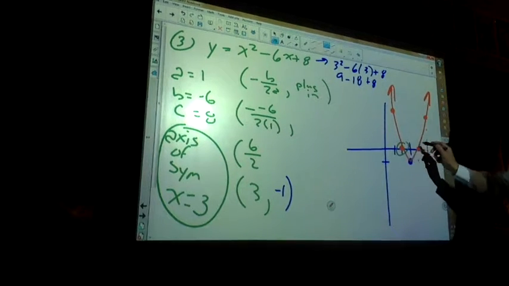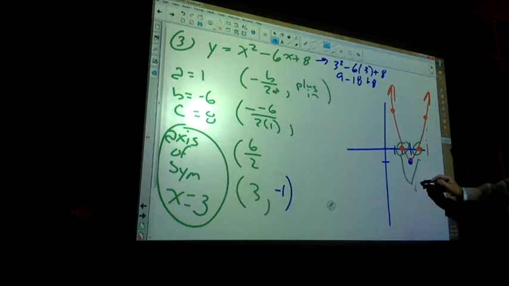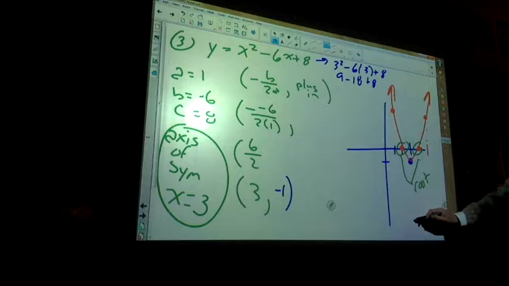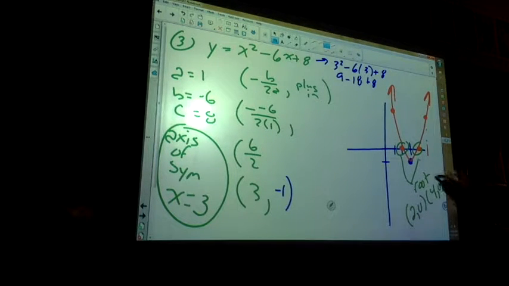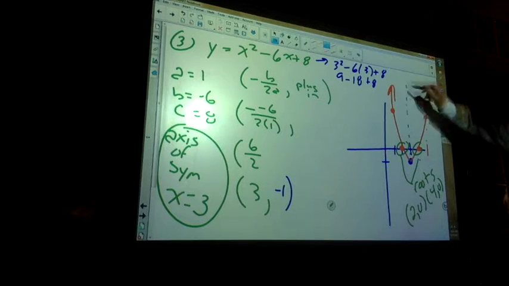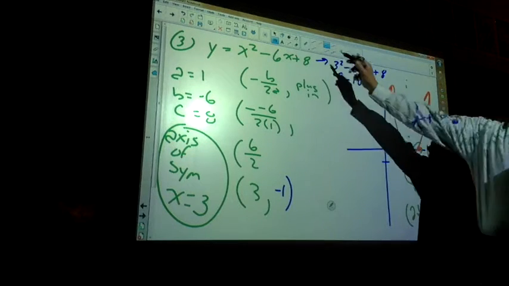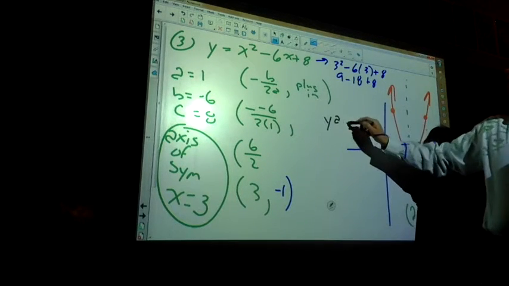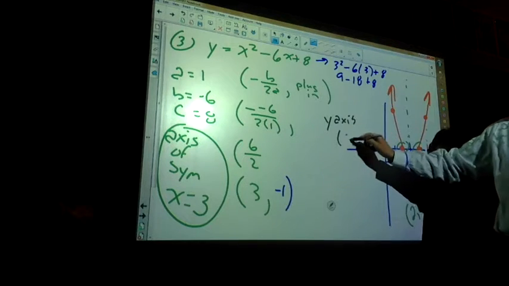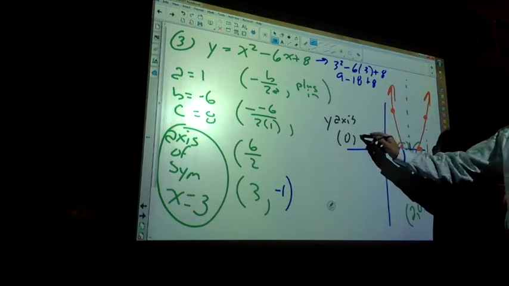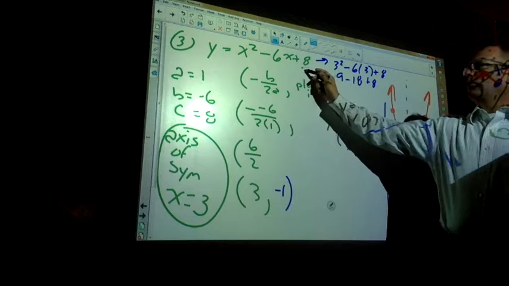So my roots are 2, 0 and 4, 0. Awesome. The axis of symmetry we said was this. Where does it cross the y-axis? 0, 8. Yeah, because when it's in standard form, that'll always be it.